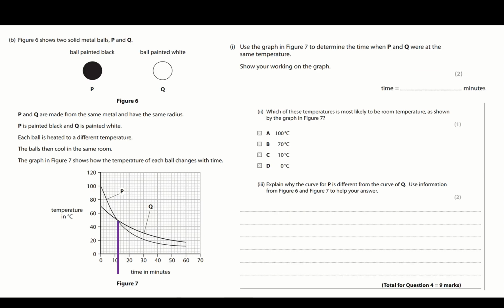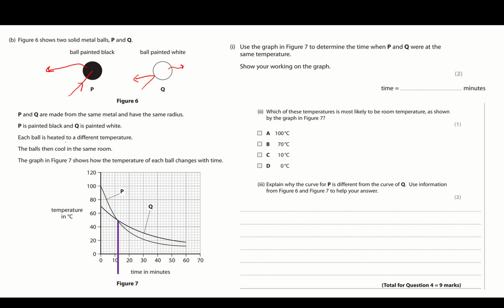On to the next part, we've got 2 solid metal balls, P and Q. What do we need to know? We know that black objects are great at absorbing and great at emitting. White objects are rubbish at absorbing and rubbish at emitting. So good absorber, good emitter, poor absorber, poor emitter. And now we've got a graph. You can see I've put the line in already due to my stupid stigmatism. Makes it tricky for me to read graphs.